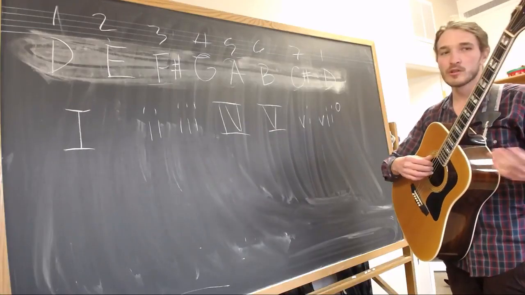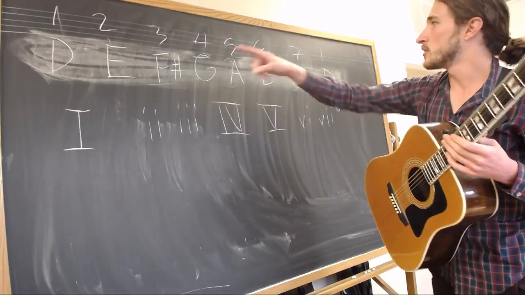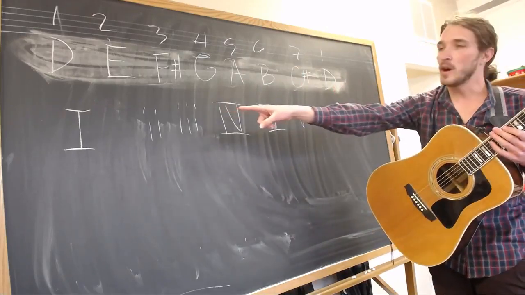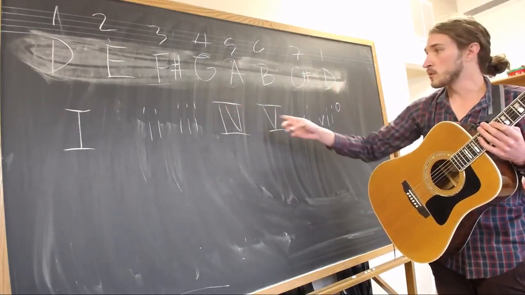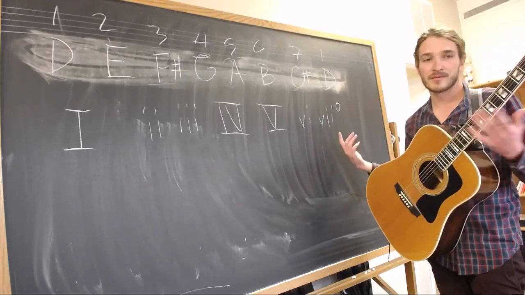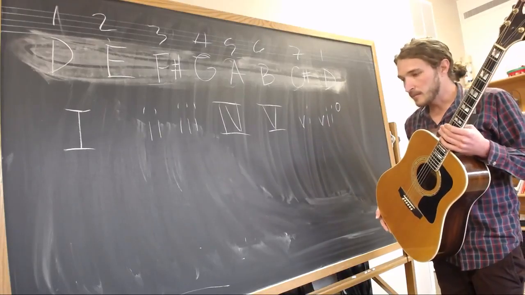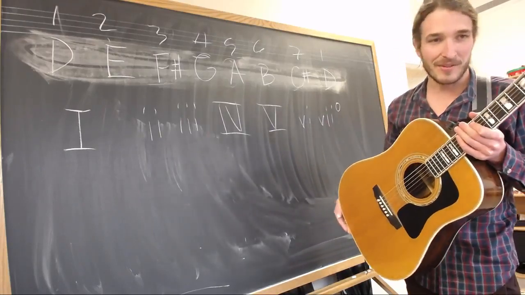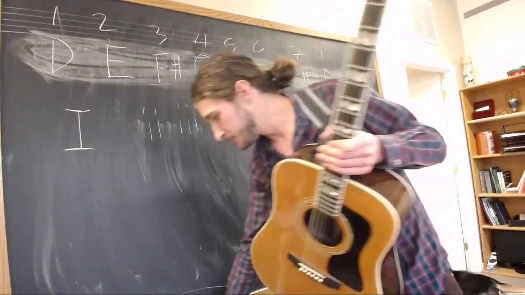So this works much the same way. You're going through, you're finding the notes that you need, and 1 major, 2 and 3 minor, 4 and 5 major, 6 minor, 7 is diminished. So let's take a look at the next stop in the circle of fifths. That'd be A major.